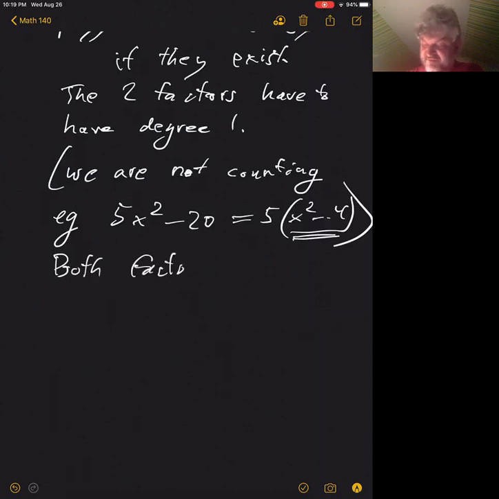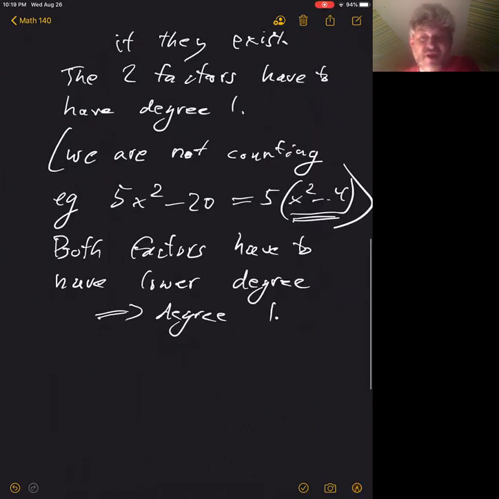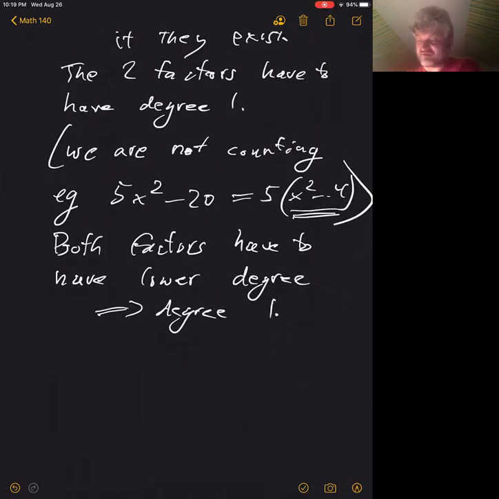It's called a proper factorization. Both factors have to have lower degree, and therefore degree 1. It's the only way to split the two into smaller integers, and therefore it's the only way to factor a quadratic polynomial into factors, apart from that one which we are not counting.